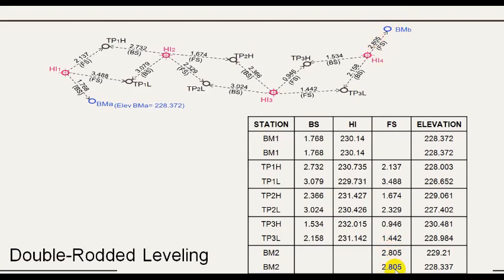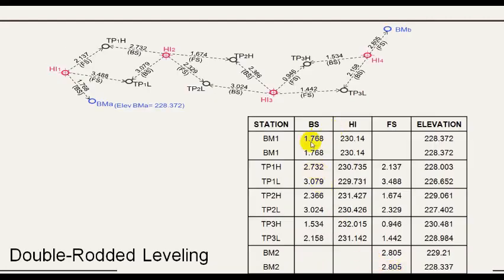So, in double-rodded leveling, our backsight reading on Benchmark 1, which is the known elevation, is the same. Then our foresight reading on the unknown elevation gives the same result. Okay?